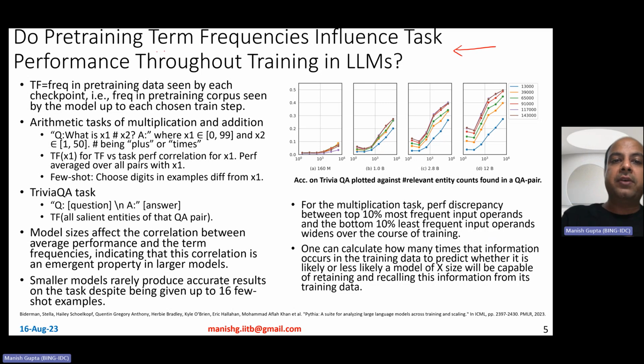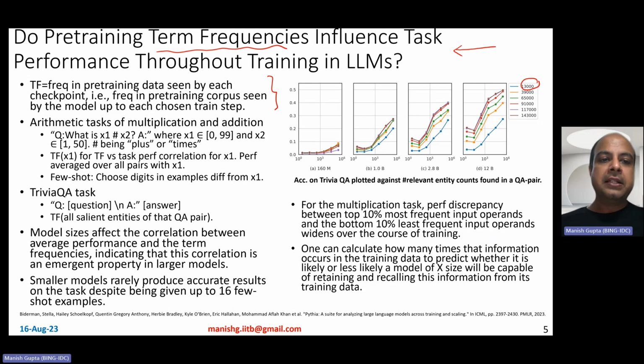You first define term frequency. Term frequency is the frequency in pre-training data seen by each checkpoint. It is defined as the frequency of a token in the pre-training corpus as seen by the model up to each chosen training step. Essentially, if you're using a checkpoint obtained after 13,000 steps, you look at the pre-training data for the first 13,000 steps and figure out how many times the particular token appeared in those steps, and then you compute the average and plot based on the averages.